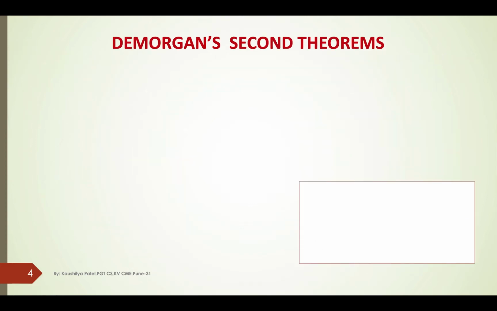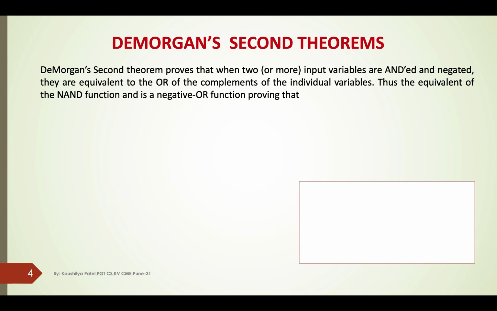The second theorem of De Morgan states that when two or more input variables are ANDed and negated, they are equivalent to the OR of the complements of the individual variables. Thus, the equivalent of the NAND function is a negative OR function, proving that (A into B) whole complement equals A complement plus B complement.